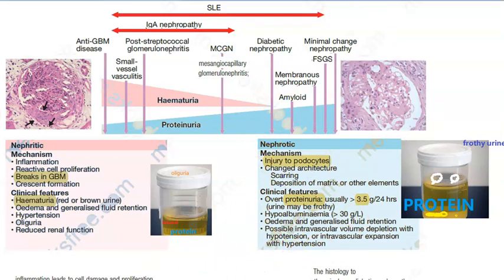Look at the histology that they are showing here, guys. This histology on this side, nephritic, shows inflammation, crescent formation, and a break in the GBM. On this side, what they are showing is diabetic nephropathy. What are you seeing here? There will be damage to podocytes. Diabetic nephropathy, nephrotic syndrome, damage to podocytes.